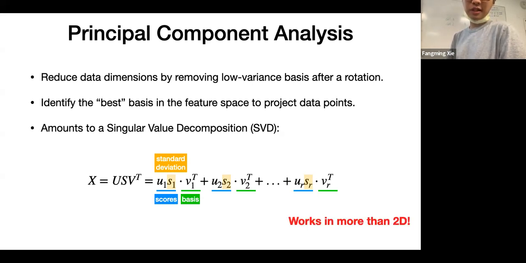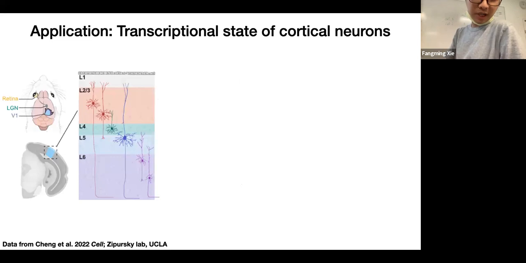Okay, that's spatial, and it works in more than 2D. I just showed you 2D because it's easy to visualize. In reality, with gene expression, if you have 400 genes, you can't visualize all of them, but you can still apply PCA and do a rotation in high dimensional space. So how do we apply it?